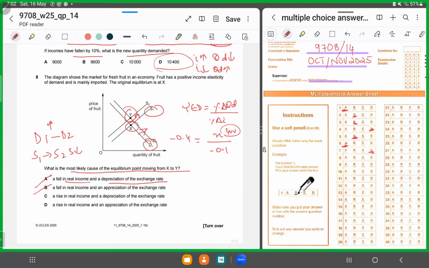Now, what about the supply? The supply fell. If the supply fell, this means imports were expensive. This means that the exchange rate must have depreciated, right? That is why the supply fell. So, looking at that, we'll put in C as the correct answer. Since imports became expensive, the currency must have depreciated, causing the supply to fall. And as income rose, the demand rose, qualifying it as a normal good. That is why for 8, we'll shade in C as our correct answer.